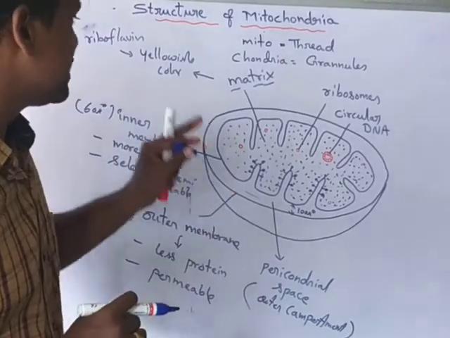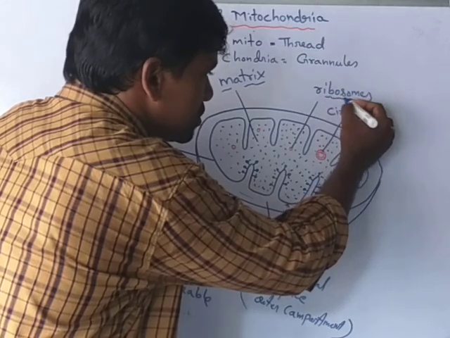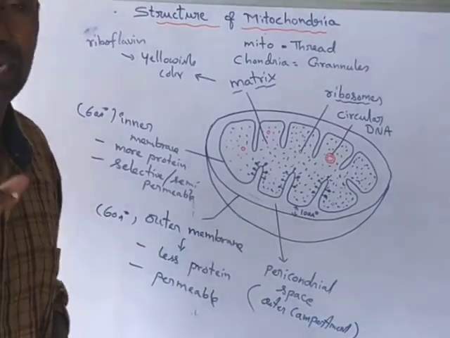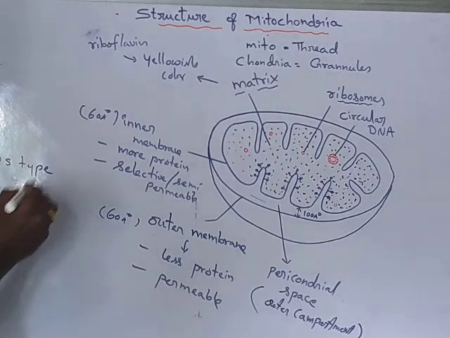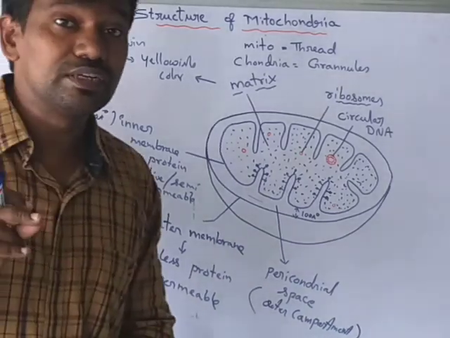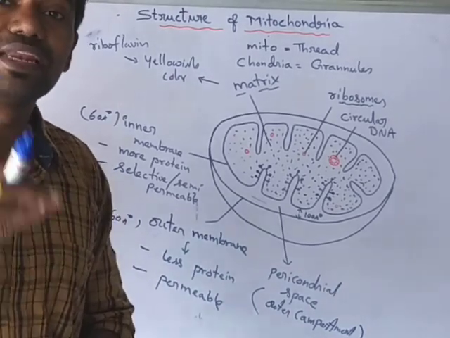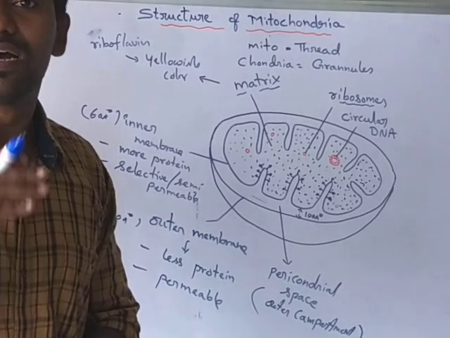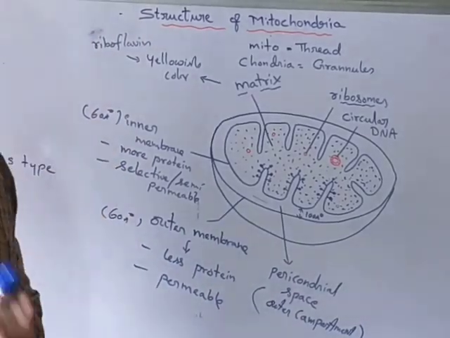Mitochondria also contain ribosomes. Generally 70S type ribosomes are present in the mitochondria, so please remember it. But if the question asks which type of ribosomes are present in mammalian mitochondria, the answer is not 70S; 55S type ribosomes are present in mammalian mitochondria.